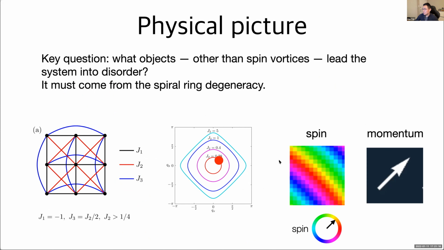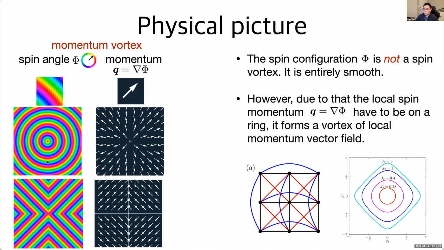How that happens is, let's consider a small cluster on the lattice, and the spin texture looks like this, which corresponds to a particular momentum, a particular point on this ring. However, if I zoom out and look at a much larger piece of the lattice, then I can have this configuration in terms of spin texture. Here, the spin texture is actually continuous. It's not a spin vortex.